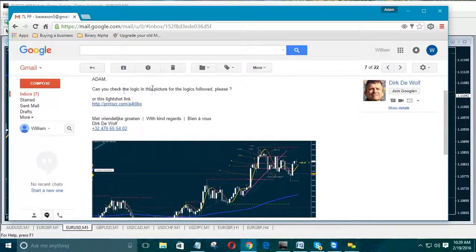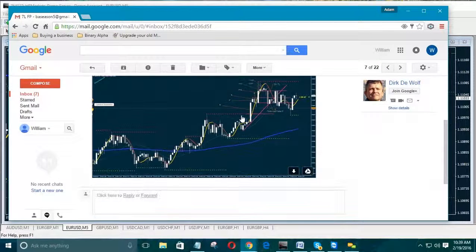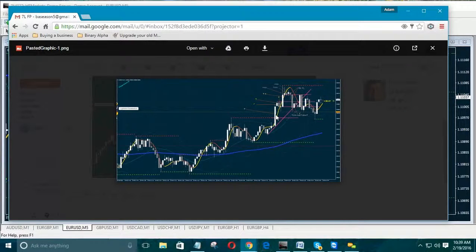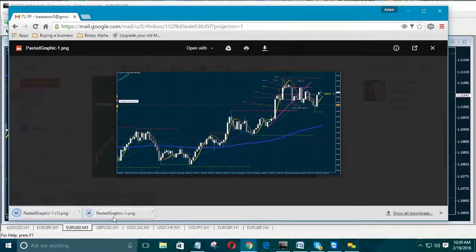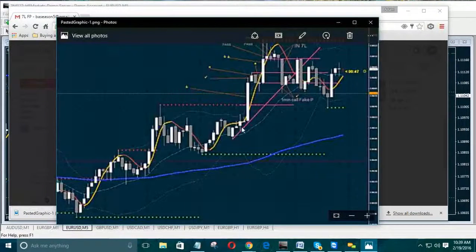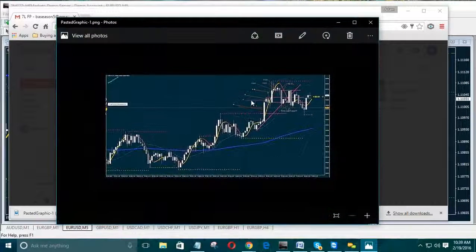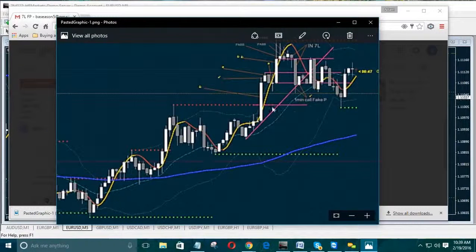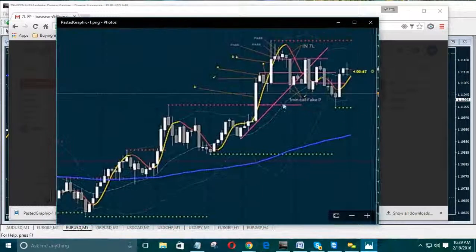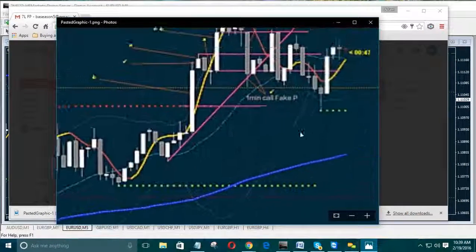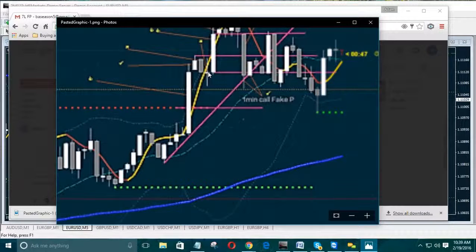Okay, can you check the logic in this picture? The logics, please. Okay, this picture here. If I can zoom in, maybe if I download it, I can zoom in better. Okay. All right, so we got a first level break. Remember, we had a level cut, so we're at a first level. We get a bonus, a loss. I can't tell what this candle is here.